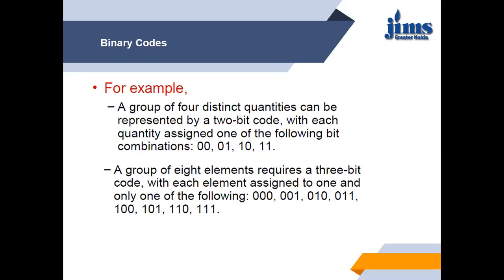Now a group of 8 elements requires a 3-bit code, with each element assigned to one and only one of the following. So if we have 3 bits, then we have 8 combinations, and as in case of the octal number, these are 000, 001, 010, 011, 100, 101, 110 and 111. So these are the only 8 unique combinations which can be represented by a 3-bit code.